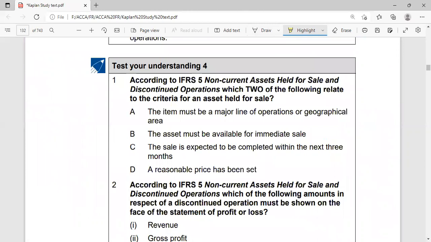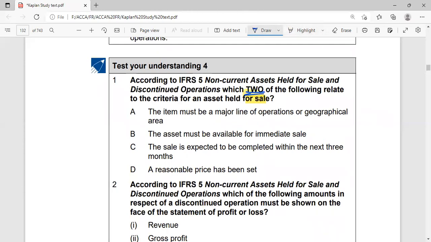Coming to the MCQs. According to IFRS 5, non-current asset held for sale and discontinued operation, which two of the following relate to criteria of an asset held for sale? The first item, major line of business or geographical area, is about discontinued operation, not asset held for sale. Next, asset must be available for immediate sale. This is correct. Relating to non-current asset held for sale, it has to satisfy two conditions. One condition is that the asset must be available for immediate sale.